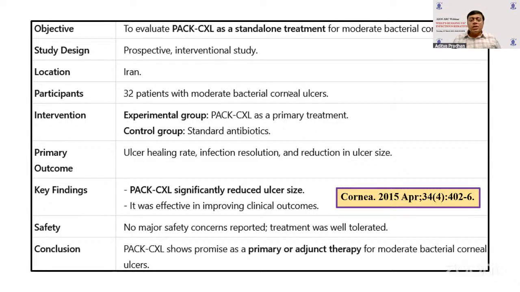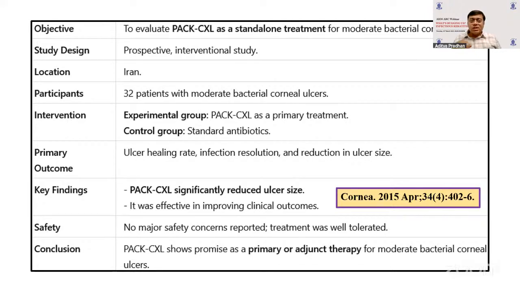The first one I've included was published in Cornea in 2015. This was a prospective interventional study with Iran as the setting. Moderate bacterial keratitis patients were included. There were two groups: the experimental group just had PACK-CXL as the primary treatment, and the control group had only standard antibiotics, whatever was the institutional protocol. They looked at the healing rate, the infection resolution, and the reduction in ulcer size. They noted that the experimental group significantly reduced ulcer size and improved outcomes with no major safety concerns. So they showed promise in this.